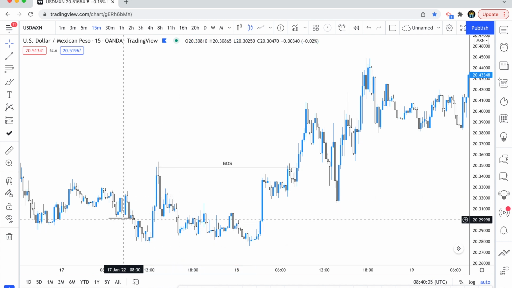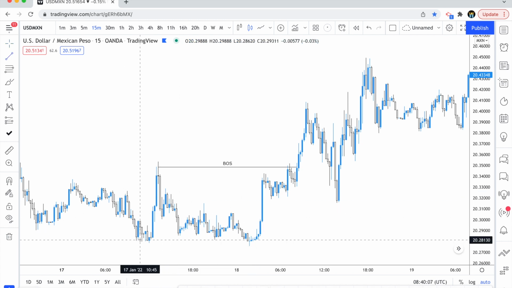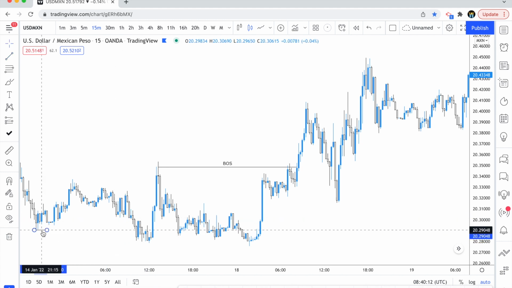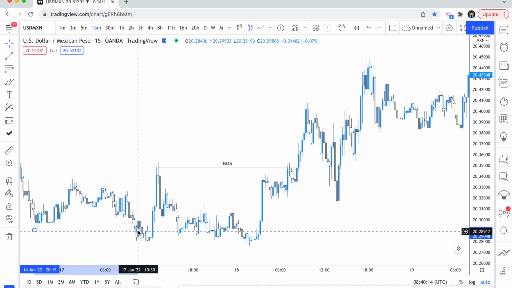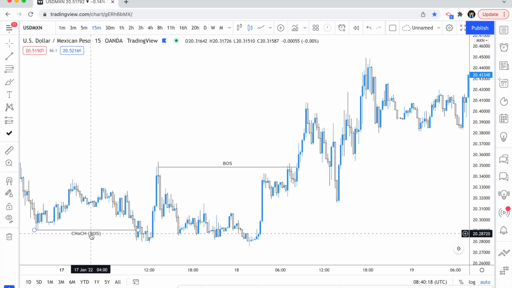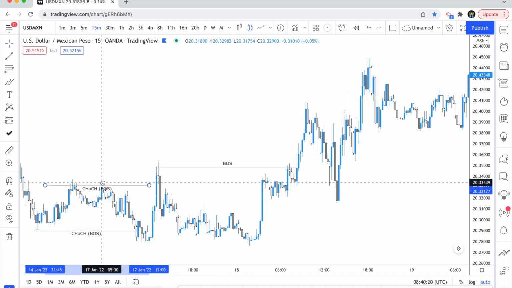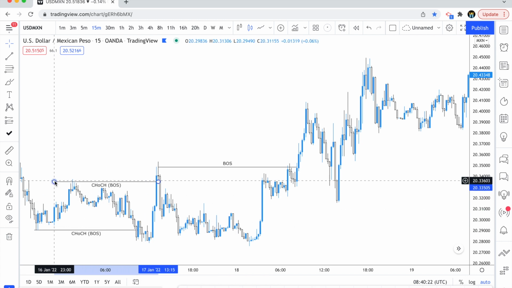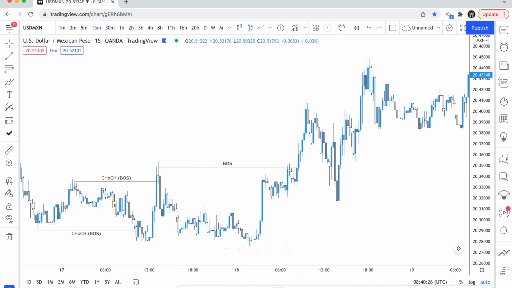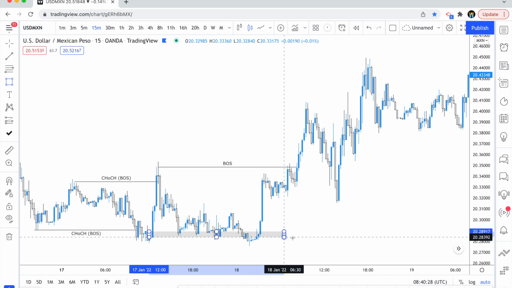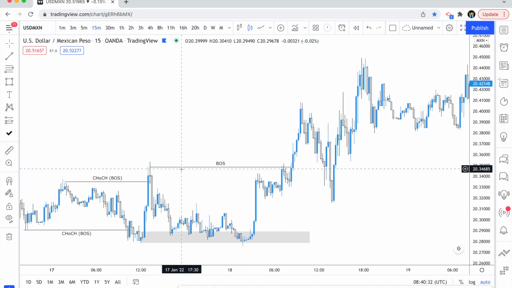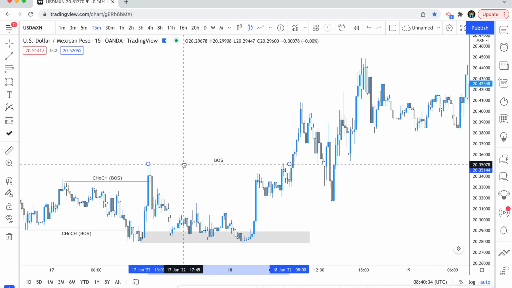Let's mark these out quickly. Right here. Sorry, it's actually not here. It's actually right here. There's your low being broken first. CHOCH low. Then we have the CHOCH high. Right there. Wait for the order block to be tapped, right? You take the buy, and now here's your first break of structure right there.